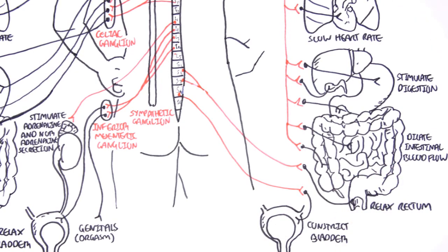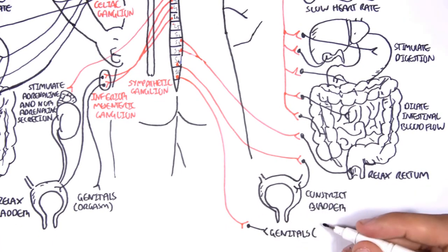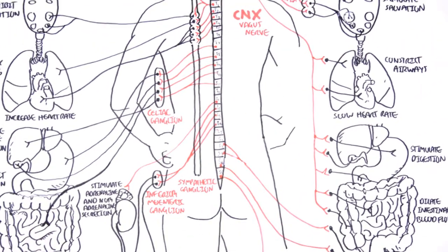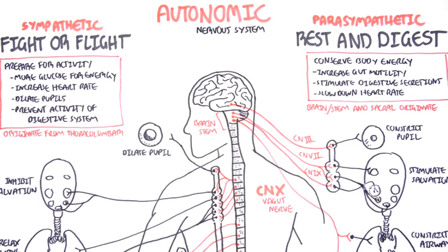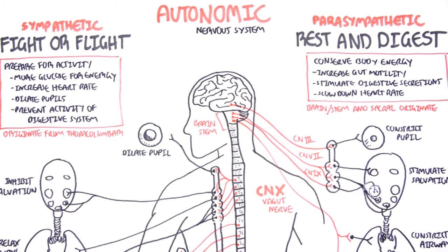As well, we have nerves that will target the genitals from the sacral segment. When the parasympathetic activity targets the genitals, it will stimulate arousal. For example, the parasympathetic nervous system is responsible for maintaining an erection, whereas the sympathetic will cause ejaculation, so orgasm. So that was the parasympathetic nervous system, whose main function is rest and digest.